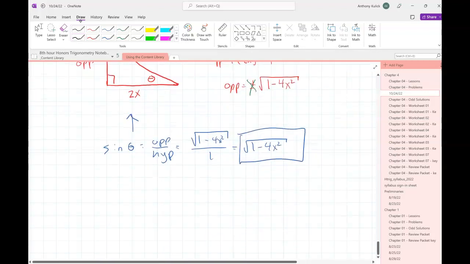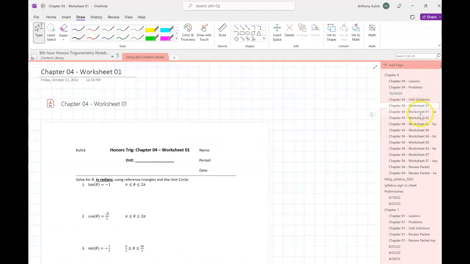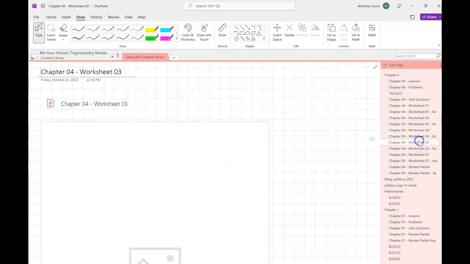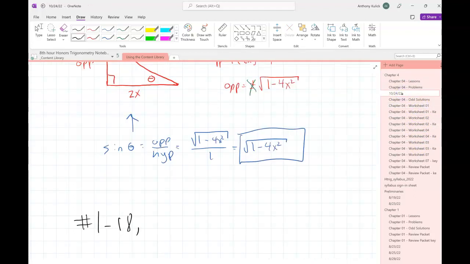Alrighty. Well, that's as much as I want to do today. So you guys should be able to do up through 18. And you guys should be able to do worksheets 1, 2, 4. That'll be it for today. And this stuff is due not till Sunday.